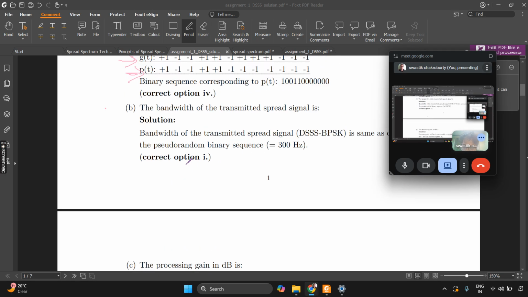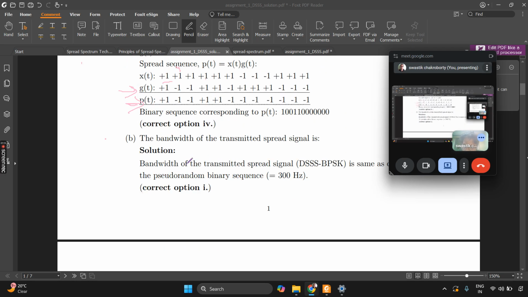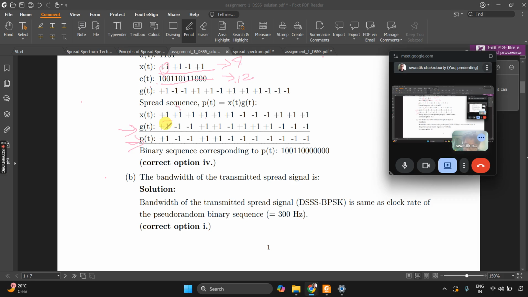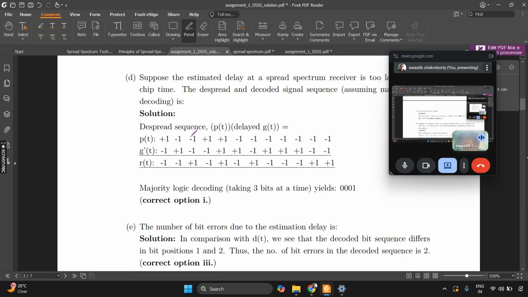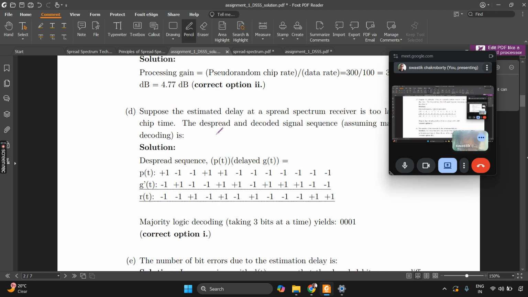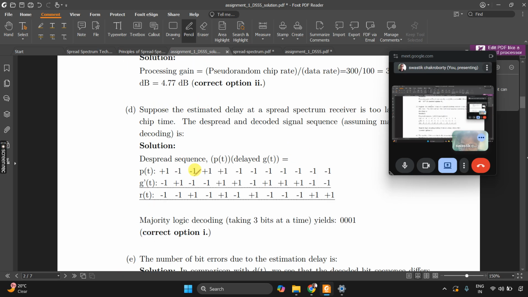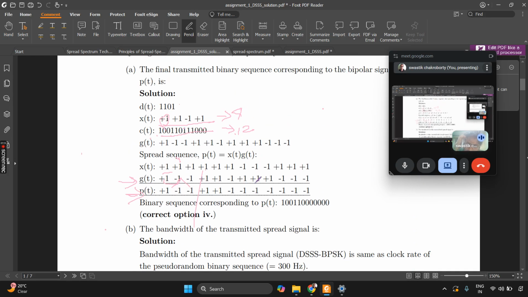Now, because of the delay, this particular plus 1 has come here, one chip delay. Next, the two minus 1s have shifted 1 place each, so they become minus 1, minus 1. Then plus 1, then plus 1, then minus 1, like that.